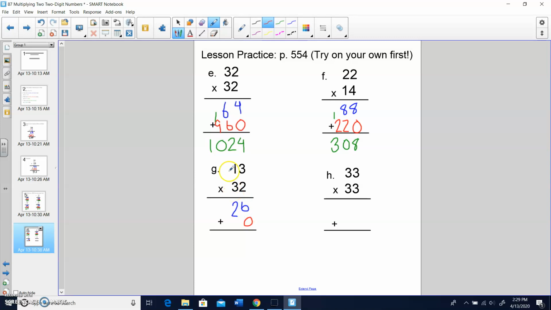So now I'm taking 3 times 13. So 3 times 3 is 9, and 3 times 1 is 3. Okay, I've done both multiplication of the ones and tens place, so I'm going to add the two products together. 6 plus 0 is 6. 2 plus 9 is 11. Carry your 1. 1 plus 3 is 4. Go ahead and do H, the last one.